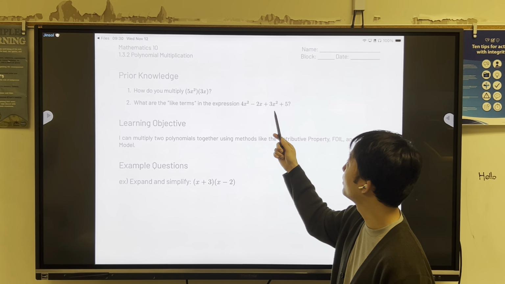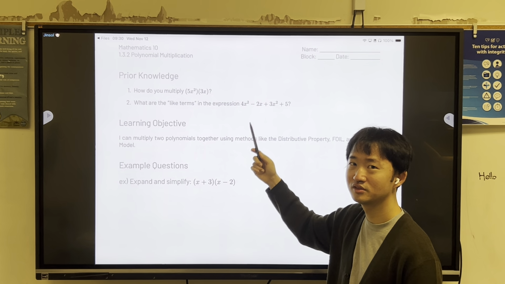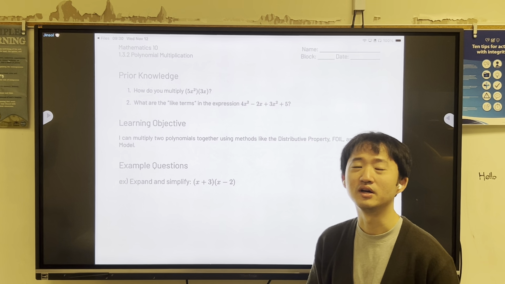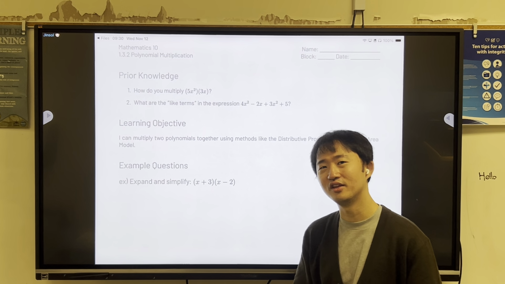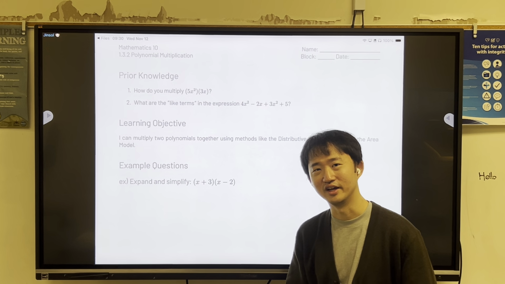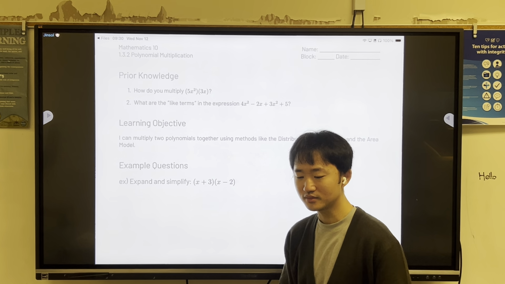The like terms in the second question are 4x squared and 3x squared. They all have x as a variable, but some of them have x squared and the others have x. So x squared terms are like terms and x terms are like terms, but x squared and x are not like terms.